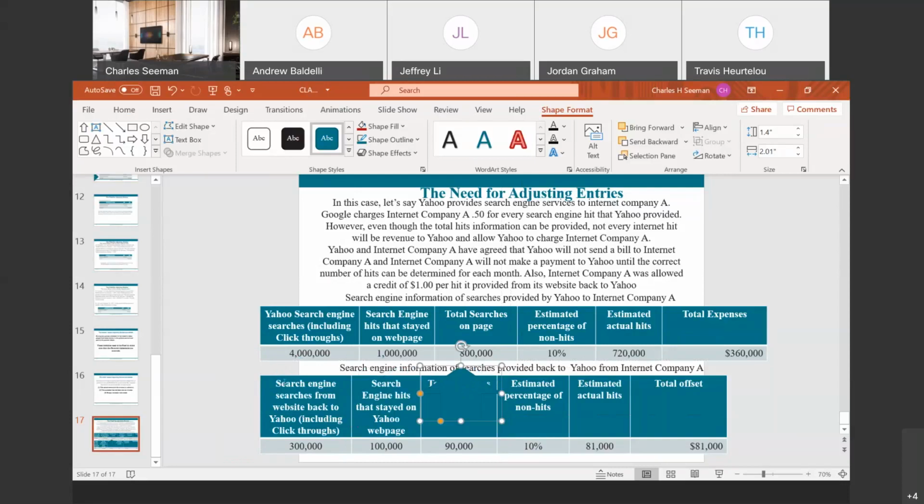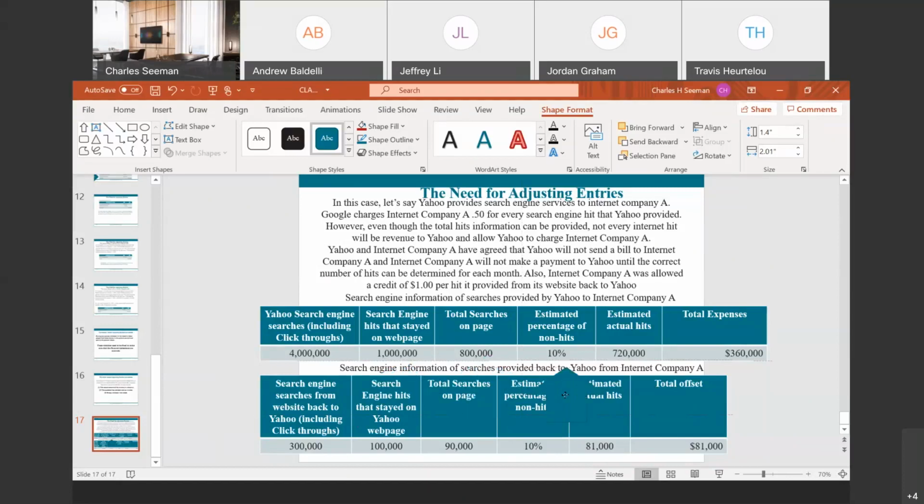So 4 million people typed in the search engine Walmart for whatever reason and went someplace else. Either they went to the website or went someplace else. Only 1 million of those people actually went to the website and stayed there. Only 800,000 of those people clicked into a department in Walmart.